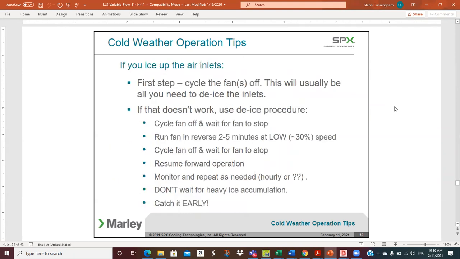Okay, well, what if you do? What if you screw up? You forgot to check for yesterday and you came in and they're all iced up. So first step, cycle the fans off.